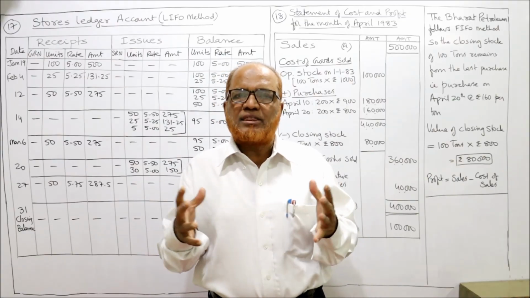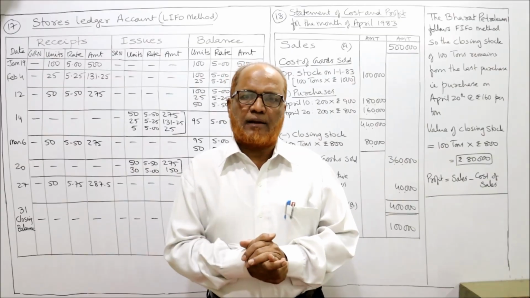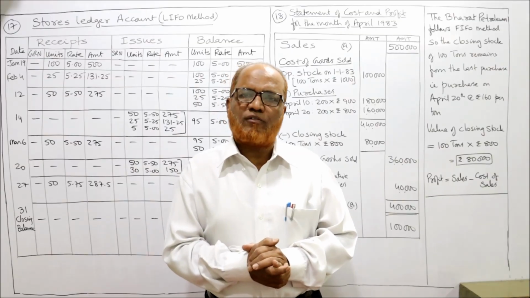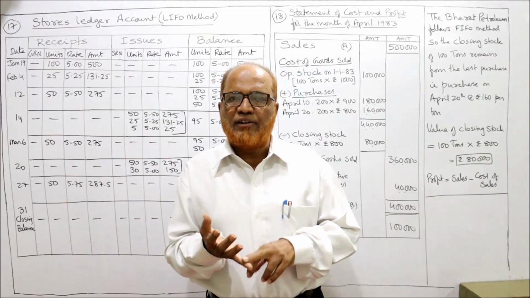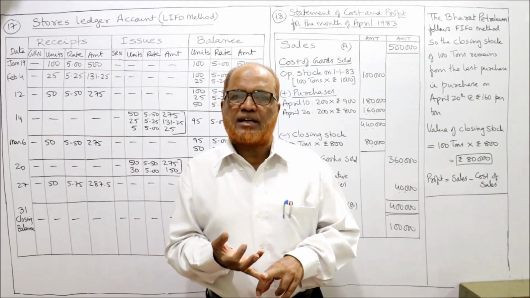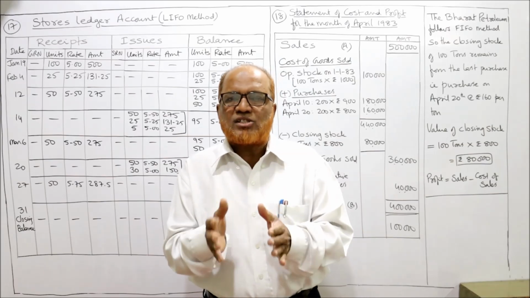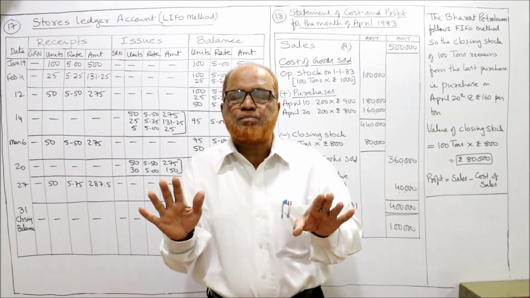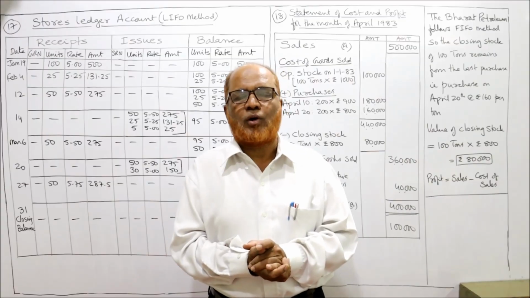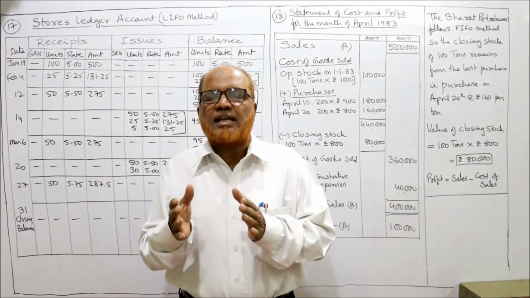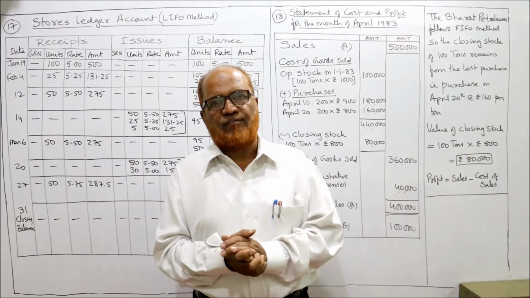There are different methods of pricing the issue of material: FIFO method, LIFO method, simple average, weighted average, base stock method. So many methods are there. Now this is the first problem in which it has not specified which method you have to follow. Then by seeing the transactions we have to decide ourselves.